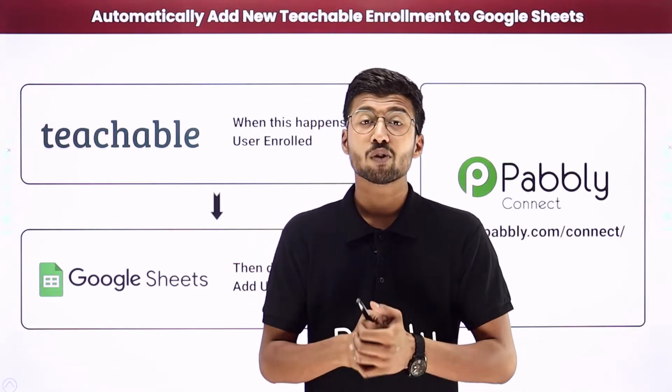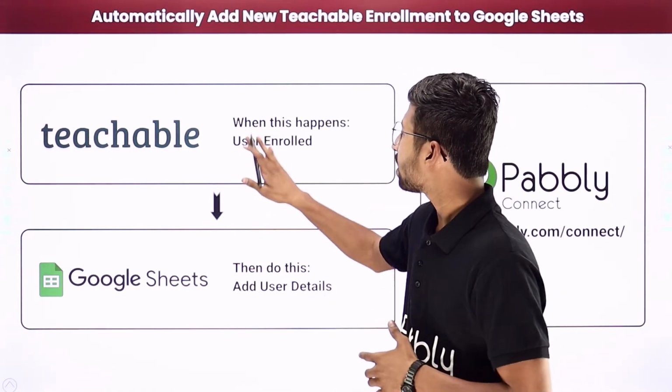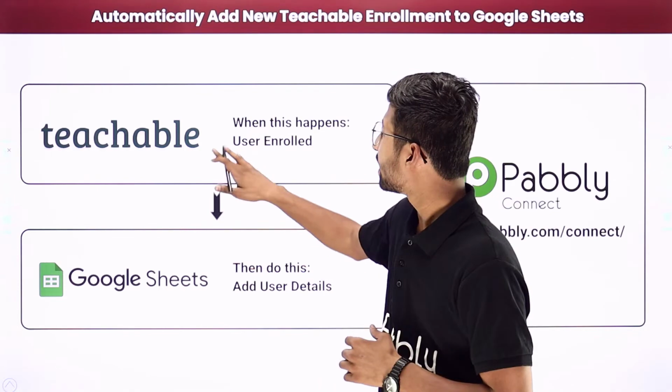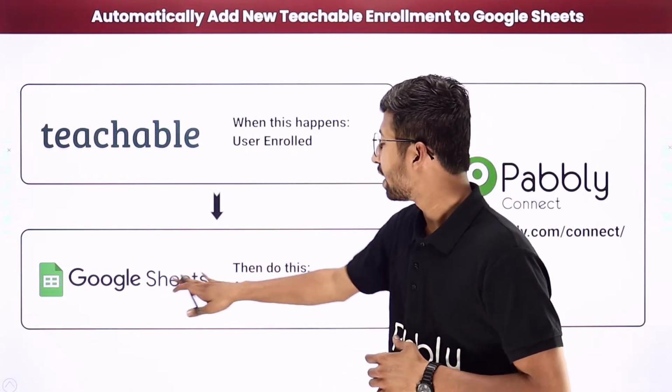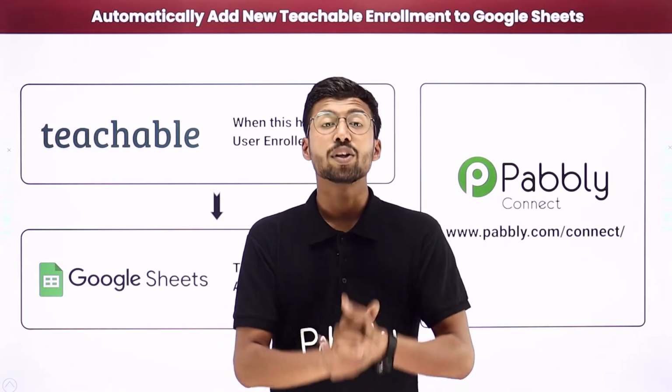Now you must be thinking what kind of automation. So an automation, guys, by which whenever a new user is enrolled in our Teachable course, automatically the details of that new enrollment will be added in our Google Sheet. Interesting, right? Now here, how are we going to do this?